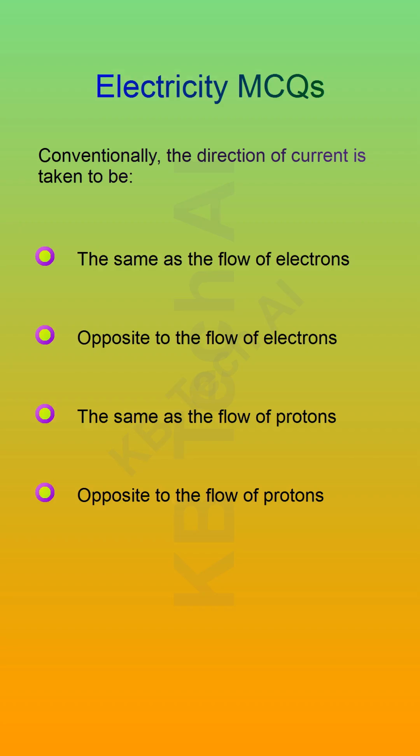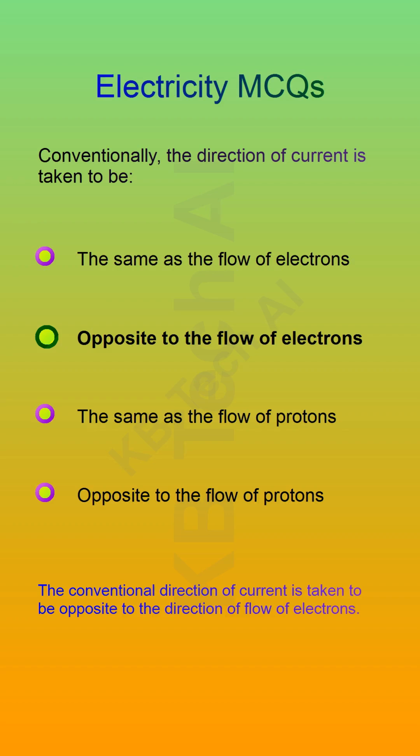Conventionally, the direction of current is taken to be option 1, the same as the flow of electrons, option 2, opposite to the flow of electrons, option 3, the same as the flow of protons, option 4, opposite to the flow of protons. The answer is, option 2, opposite to the flow of electrons.